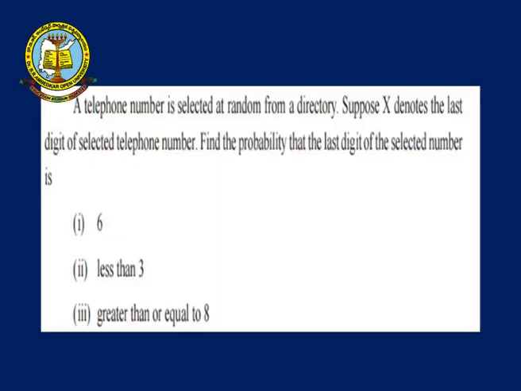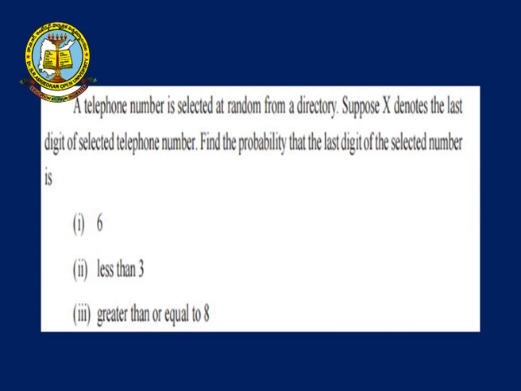After getting the characteristic function, we go for a few example problems. I can give one or two examples. A telephone number is selected at random from a directory. Suppose x denotes the last digit of the selected telephone number. Find the probability that the last digit of the selected number is 6, less than 3, or greater than or equal to 8.